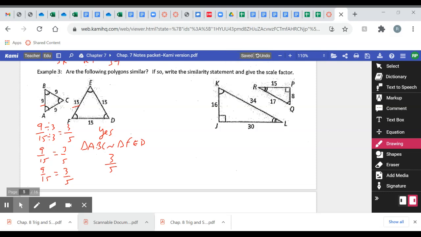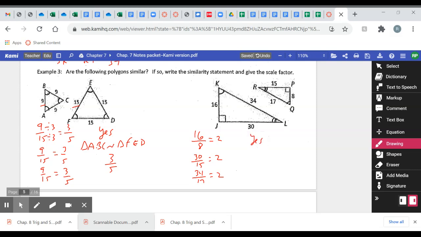Okay, on the one on the right, then again, if I want to see if they are similar, I can already see that the corresponding angles are congruent to each other. Now I need to see if the corresponding sides are proportional. So if I say smallest length over smallest length, 16 over 8, I can see that reduces down to 2. If I go medium length over medium length, which is 30 over 15, that reduces down to 2. And largest over largest is 34 over 17, which reduces down to 2.